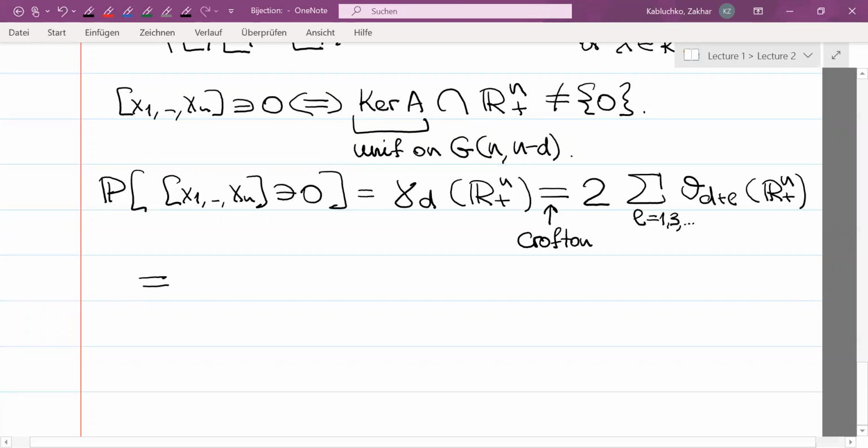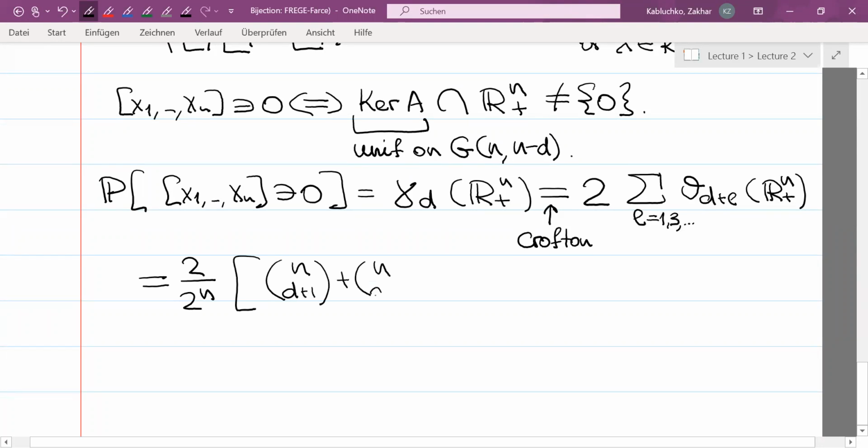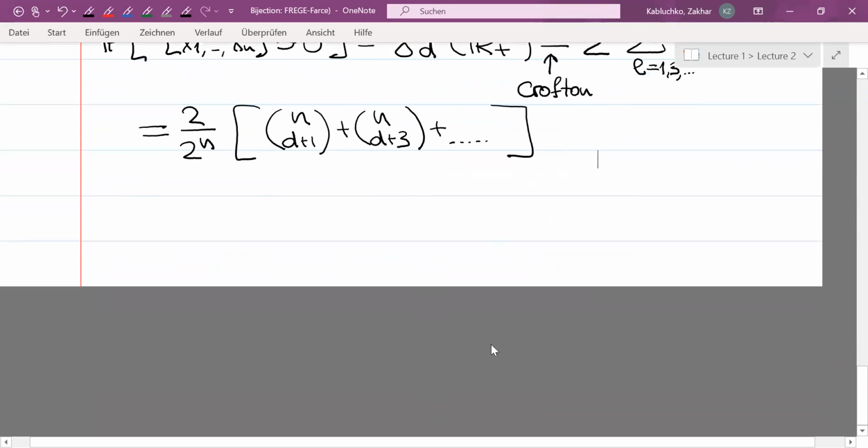So we have here 2 divided by 2 to the power n, and then we have, well, I will write it explicitly, n over d plus 1 plus n over d plus 3 plus and so on. And at some point it stops, it becomes 0.